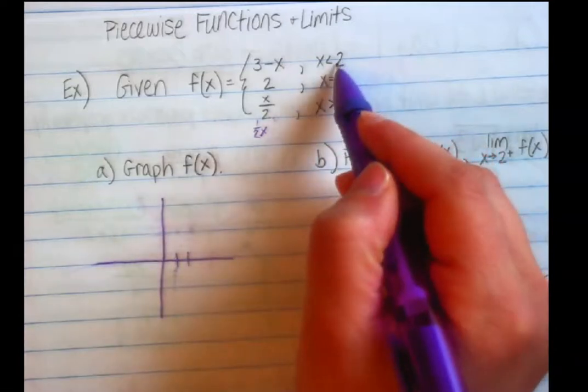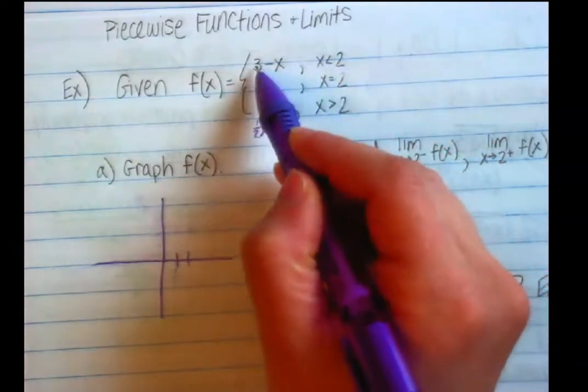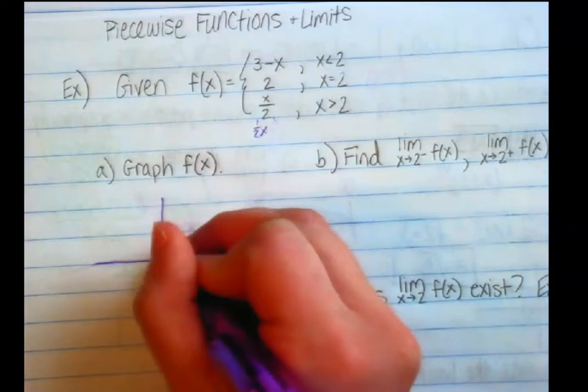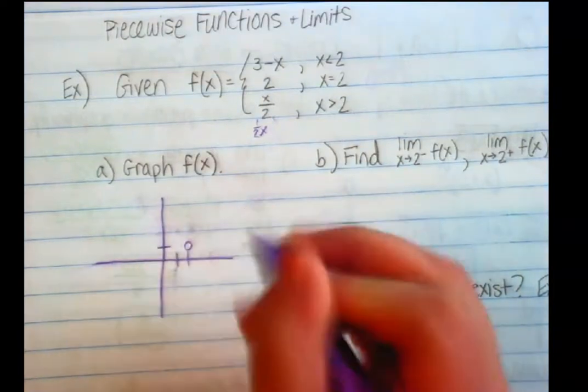All right, and if I want to find that point, I'm just going to plug it in. If I plug in 2, 3 minus 2 is 1. So that means I'm going to have a point at (2, 1). It's just going to be an open circle.